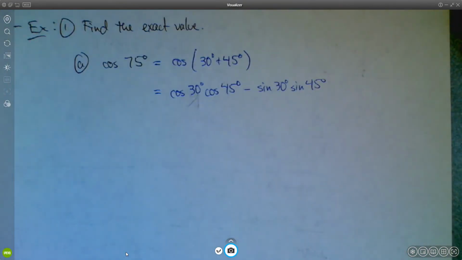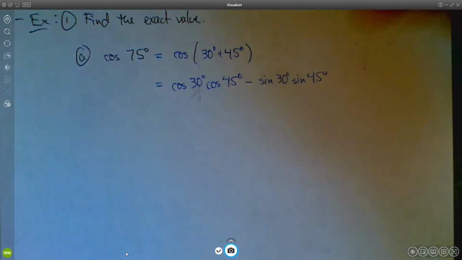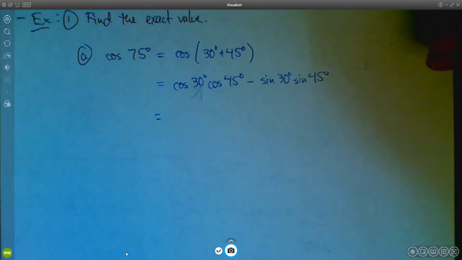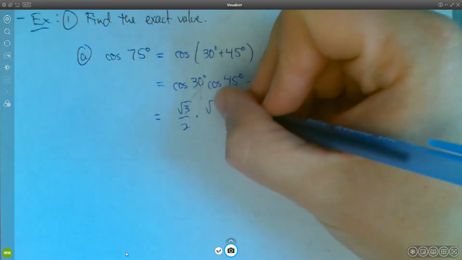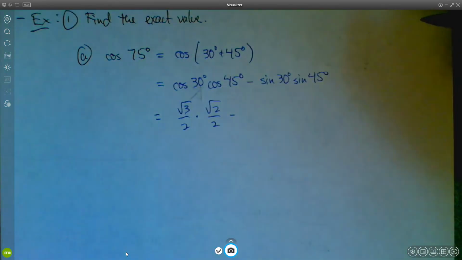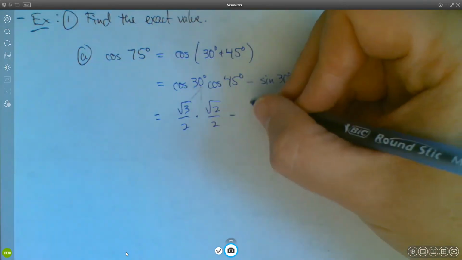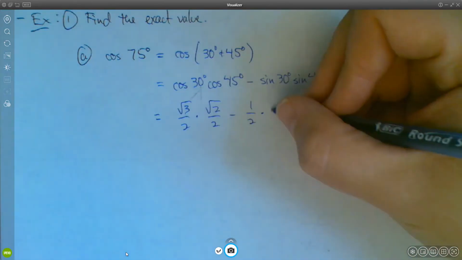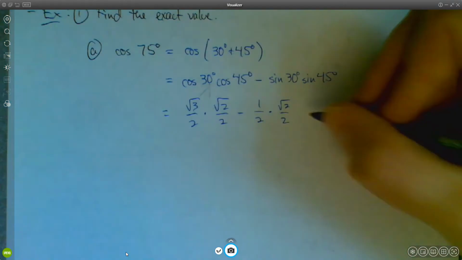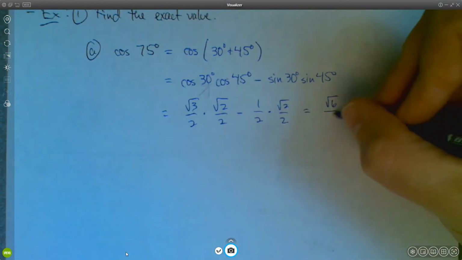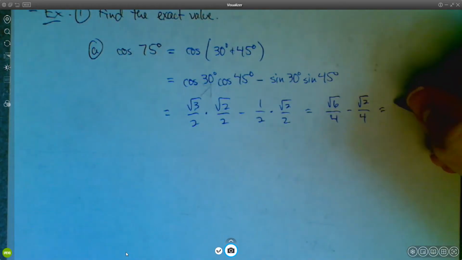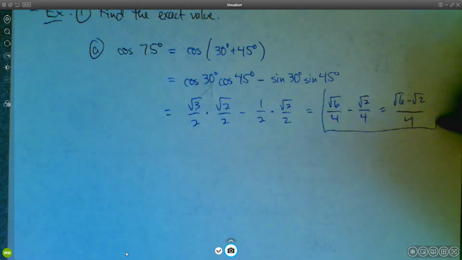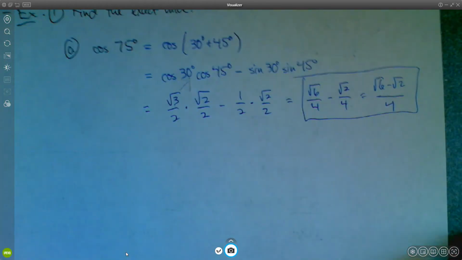so the rest of this is just knowing the values of the trig functions, right? So cosine 30 degrees, for example, is root 3 over 2. Cosine 45 degrees is root 2 over 2. Sine of 30 degrees is 1/2, and sine of 45 is root 2 over 2. So you get root 6 over 4 minus root 2 over 4. Or if you like, you can just call it root 6 minus root 2 all over 4. Either way is fine. But that's the exact answer.